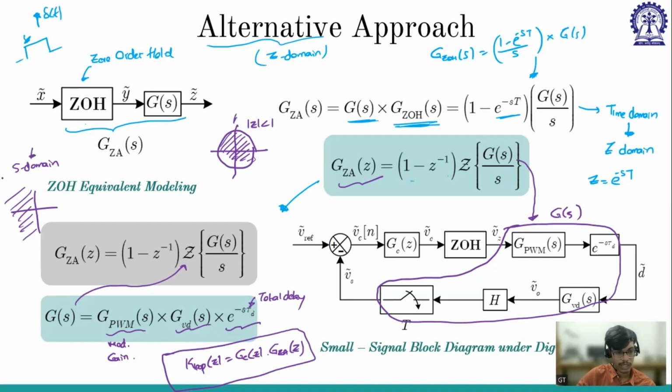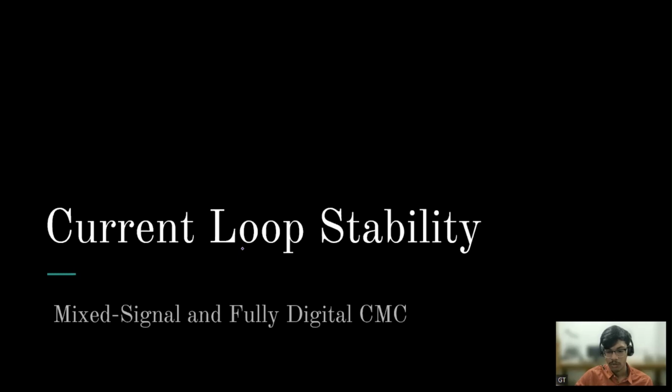But there is a model accuracy issue in S domain. How accurate is this? That we'll be discussing. So these are the two approaches with which you can finalize the small signal block diagram. This is all about the small signal block diagram. If you have any questions at this point, we can stop and have a discussion. Else we can move into current loop stability.